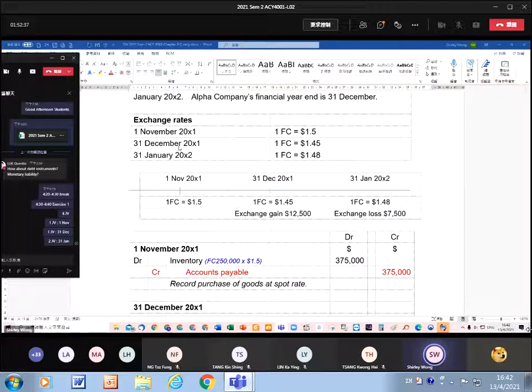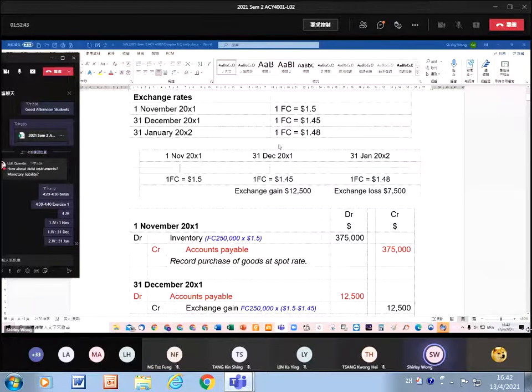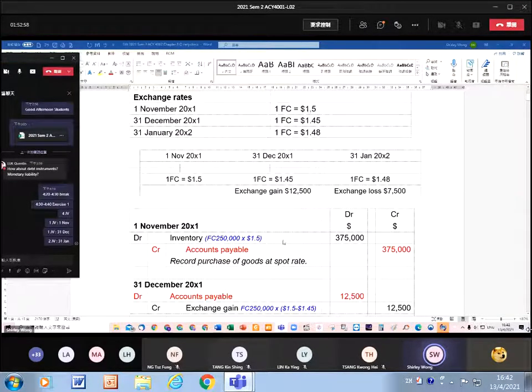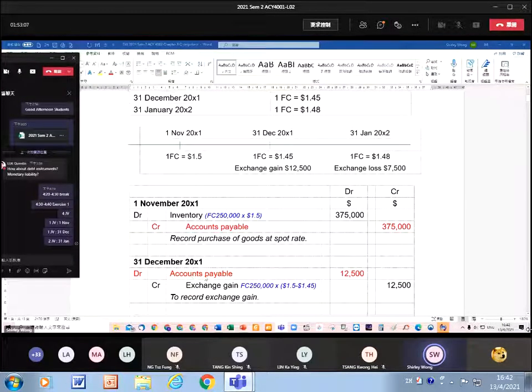And then on 31st of December, you can see that 1.45 now can exchange for one FC. The amount is decreasing. Therefore, you will have an exchange gain, because originally you bought 215,000 FC. You needed to pay 1.5 dollars at the exchange rate. Now the exchange rate has changed to 1.45. Therefore, you do not need to pay as much. Instead, you can debit accounts payable and then credit exchange gain to represent that you pay less money because of the exchange rate difference. Because it is an exchange gain, you debit accounts payable and credit exchange gain.